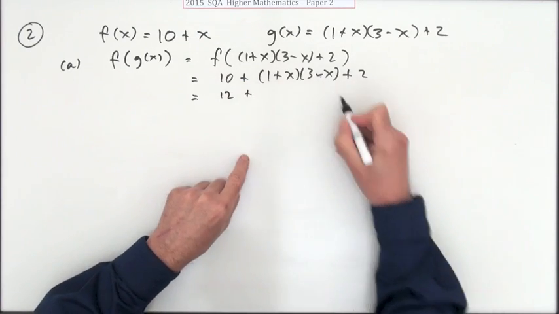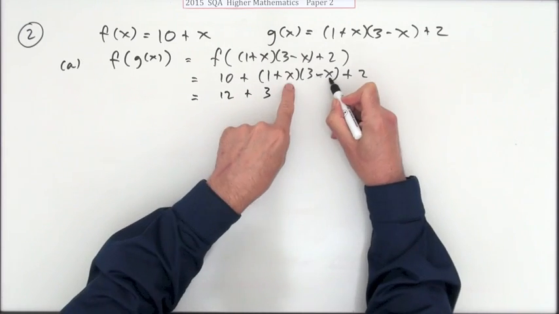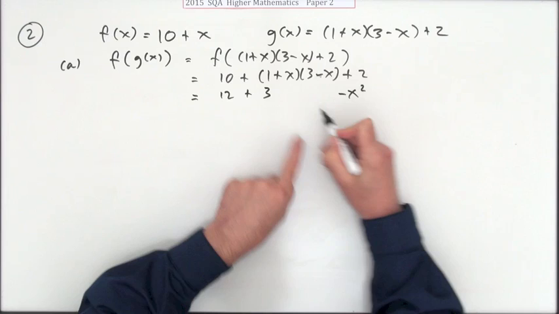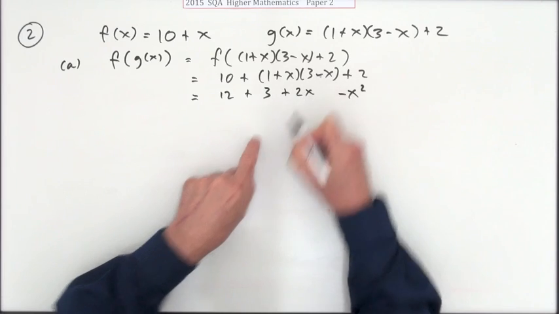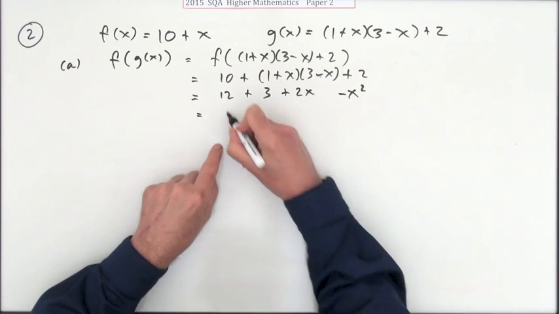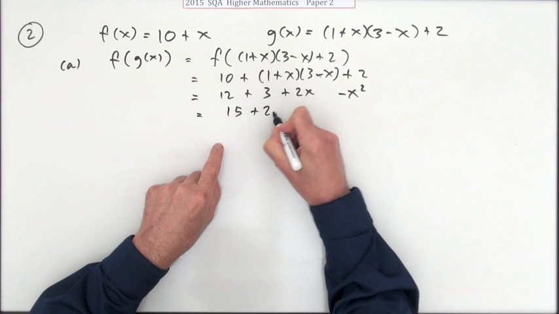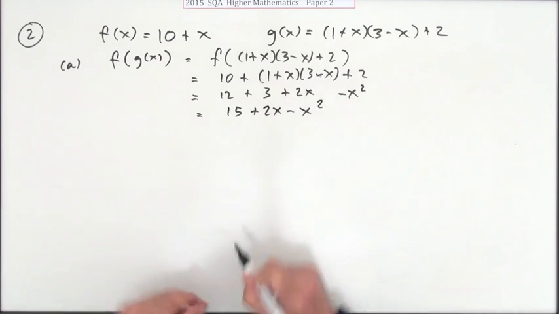Now it's just a case of multiplying that out. So it'll be a 3, and then the last times the last is a minus x squared. The inner is a 3x, the outer is a minus x, so there's a plus 2x. So that then becomes 15 plus 2x minus x squared.